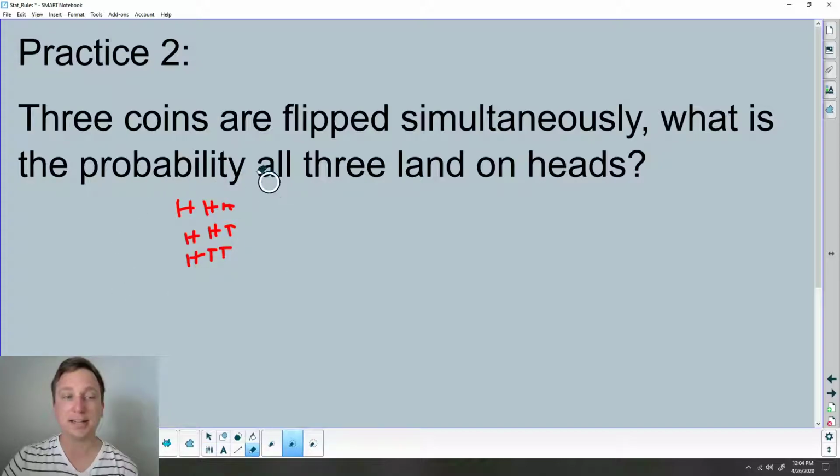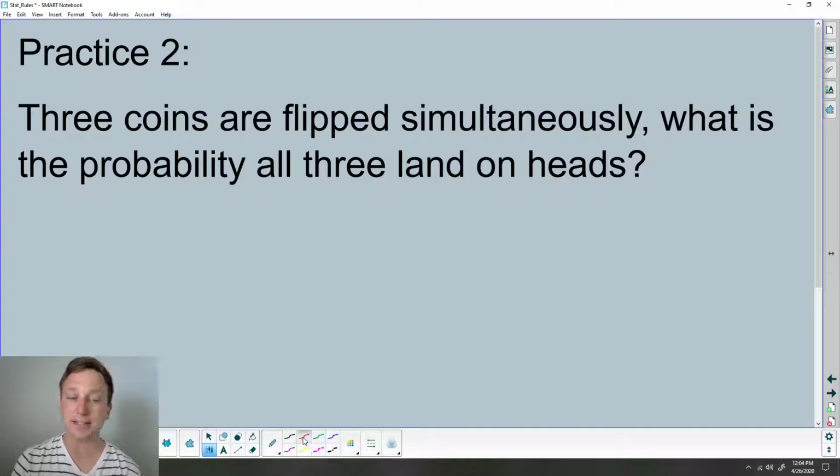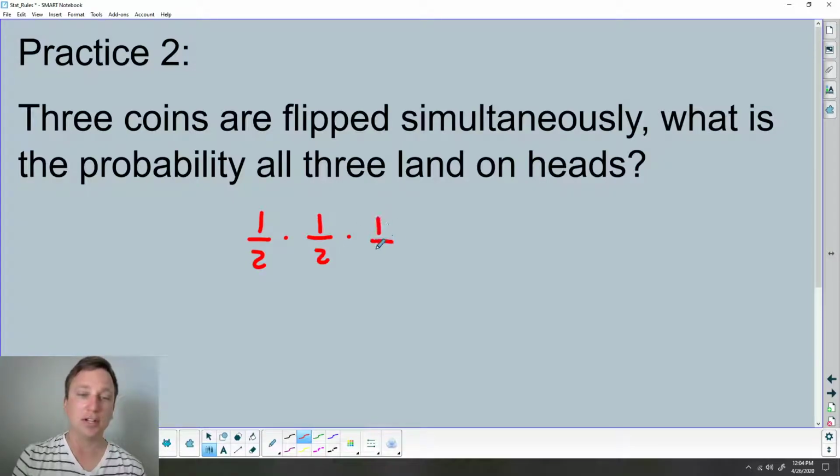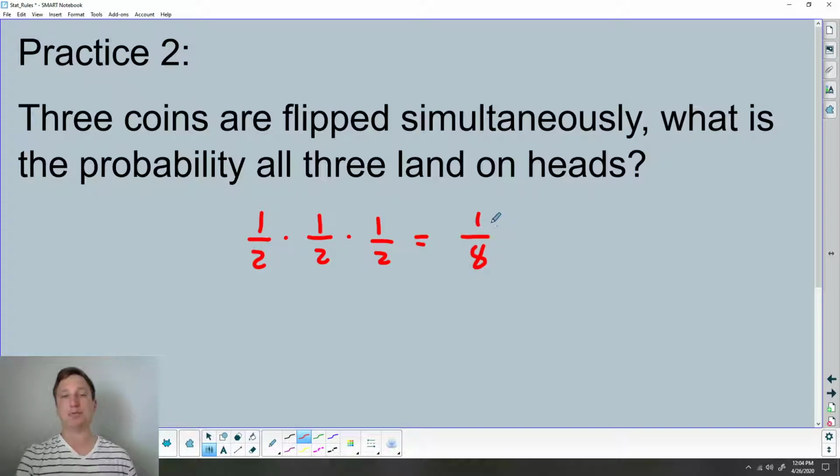So we recognize these are independent events. The fact that one coin being heads doesn't impact the other one being heads at all. So this would be the probability of HHH. It would be a 1 in 2 chance for the first, 1 in 2 chance for the second, 1 in 2 chance for the third, and this would be 1 in 8 of the outcomes would be all heads.